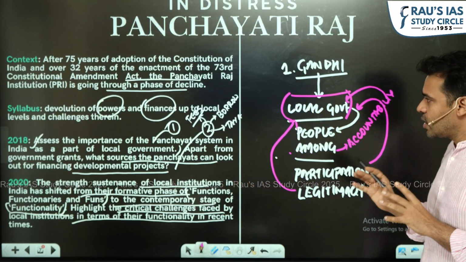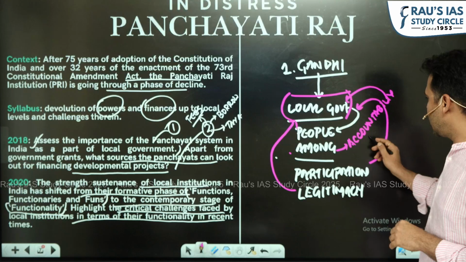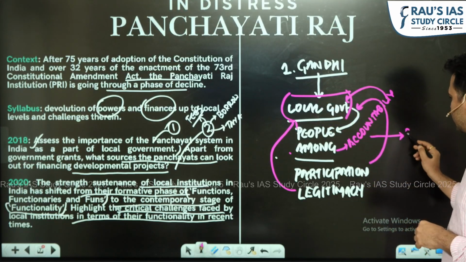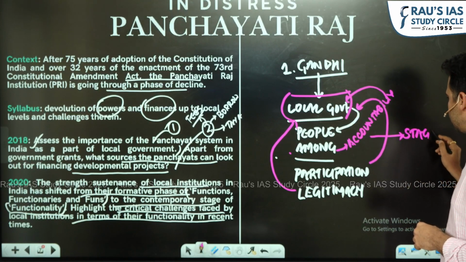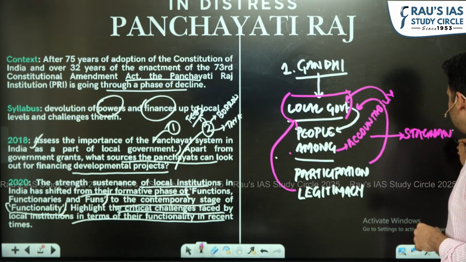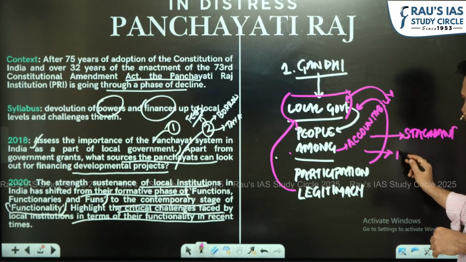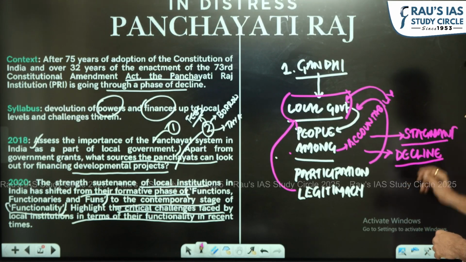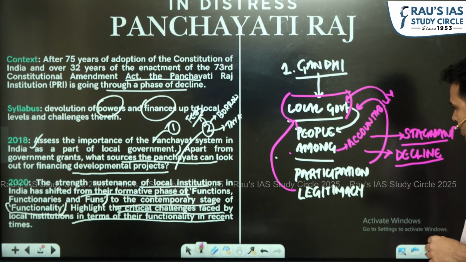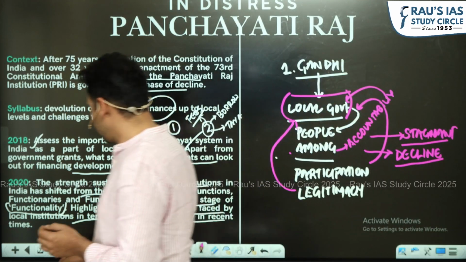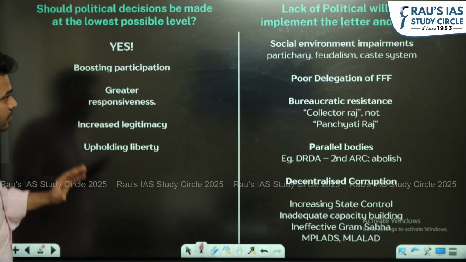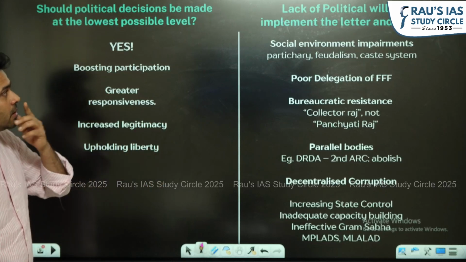What I'm going to talk about here is what are the problems because of which this revolution has become stagnant, or some people would like to believe that it is in the decline phase. Why is it in the decline phase? So in order to answer that question, let's now move on to the next slide, where I have categorized all the issues.